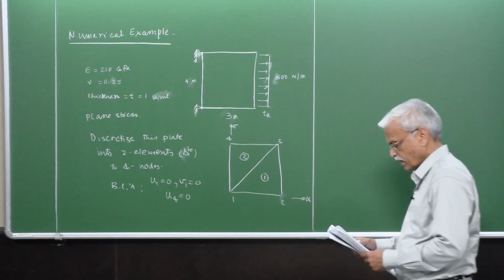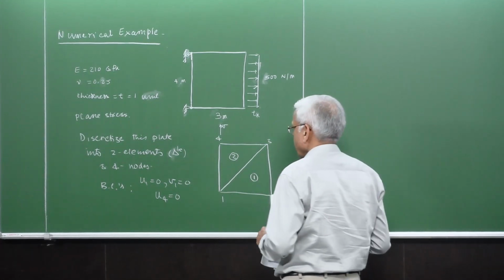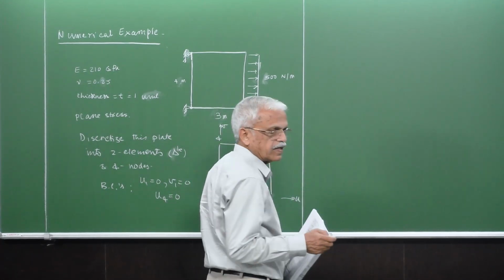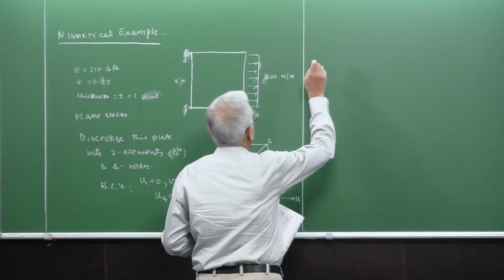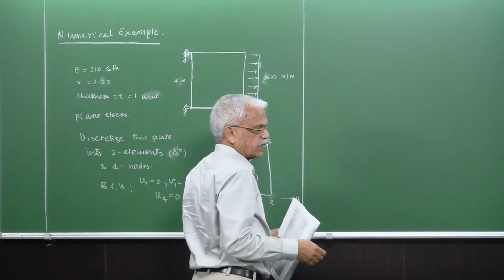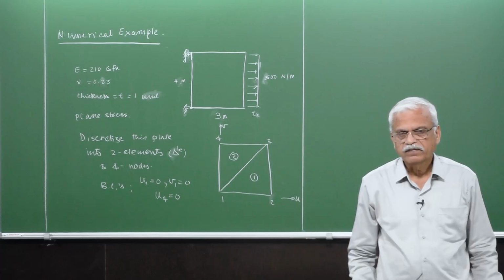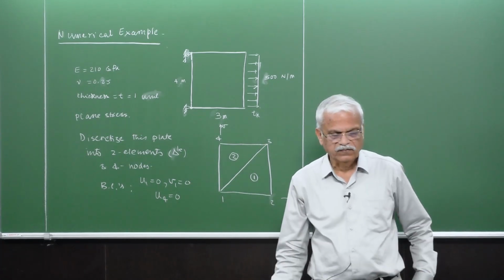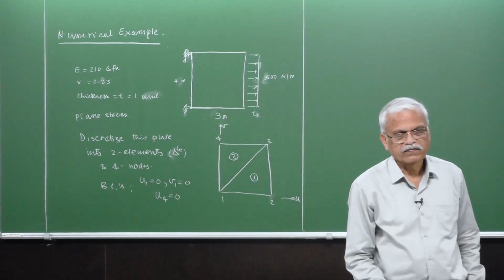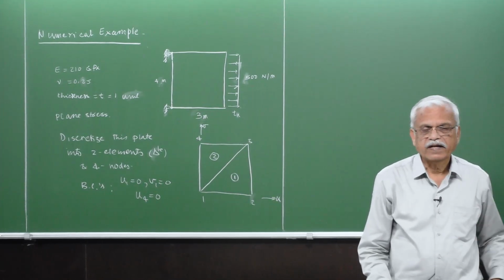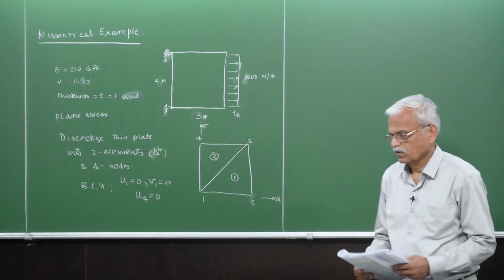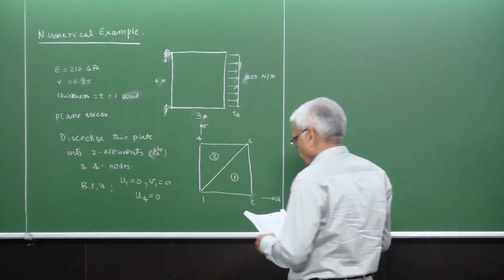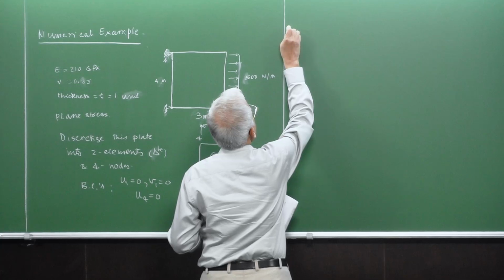Now let's look at the development of the various elemental equations. So we go element by element. What essentially we have to derive is K times U is equal to F, where K is the stiffness matrix, U is the vector of displacements, and F is the nodal forces. So now let's look at element by element.